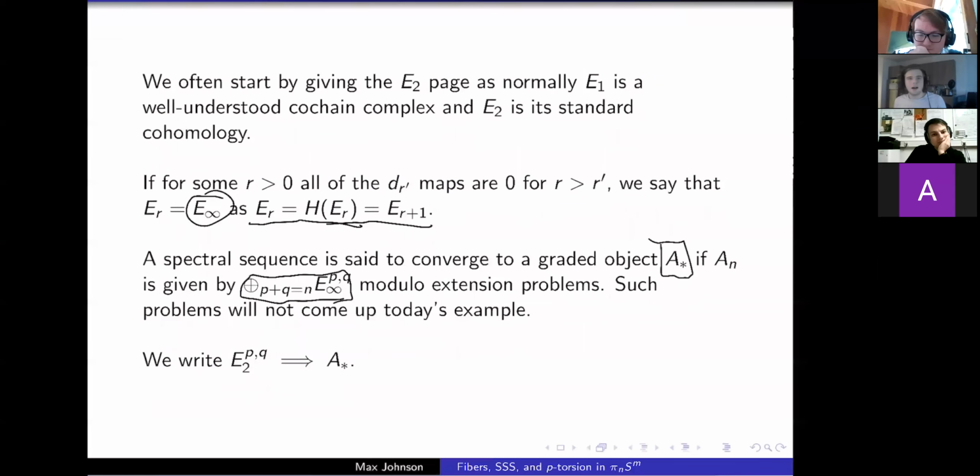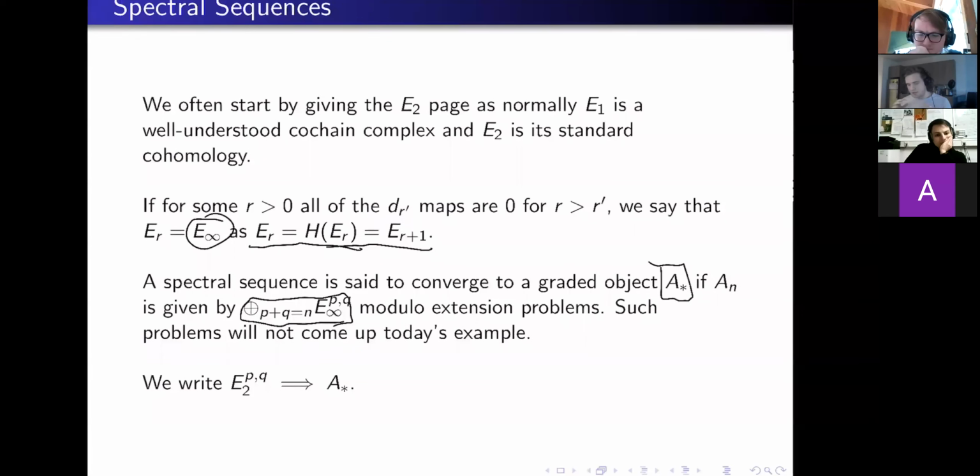Yes, I think that's right. So you're taking sums along these diagonals, and that's giving you back the object that you wanted to start with. If that happens, the spectral sequence is said to converge. Now, in the actual construction of a spectral sequence, you're actually taking a filtration of this thing called A star, which means that when you try to get A star back out from the spectral sequence, suddenly you have to deal with extension problems. But that won't come up in today's example, so I'm not going to get into them.